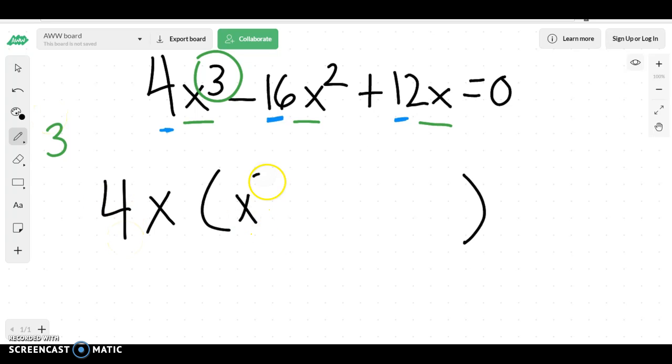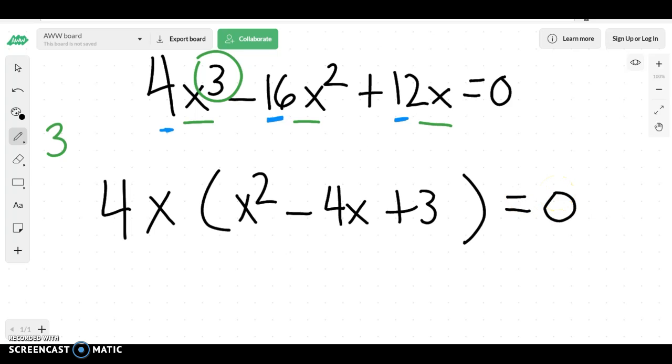That would be x squared. This would be minus 4x. And this would just be 3. And that should equal 0. Now at this stage, we'd want to try to factor this inside portion.